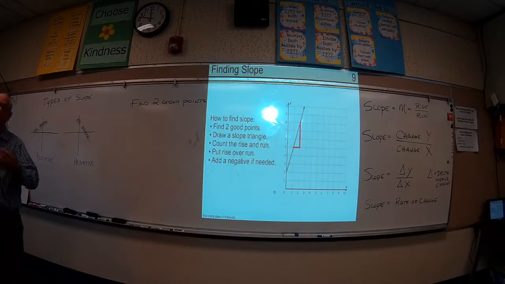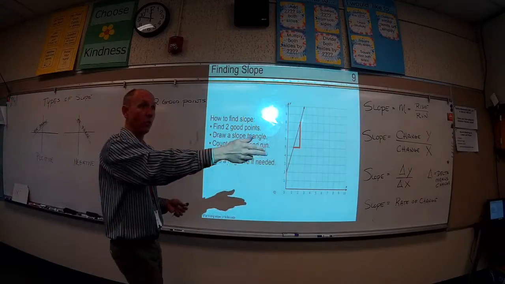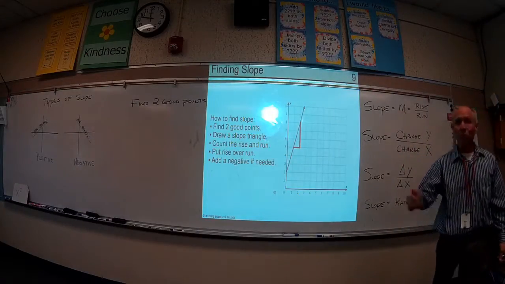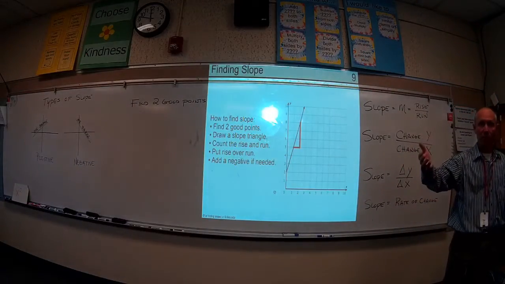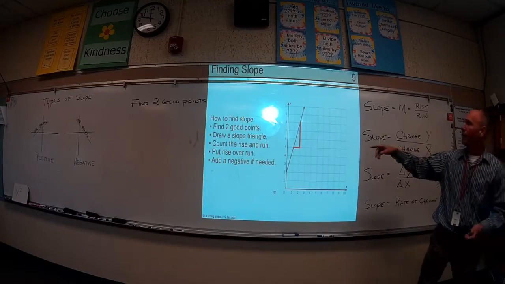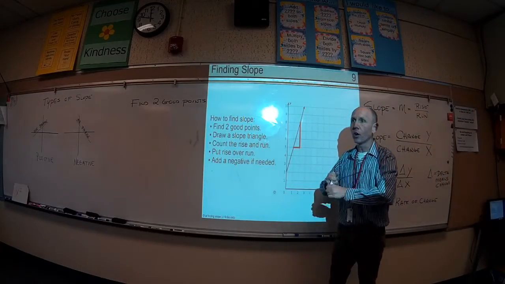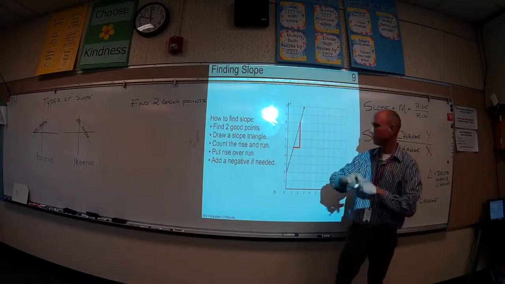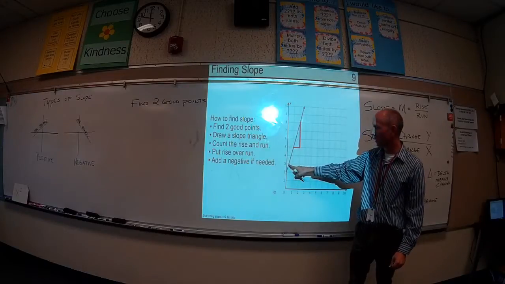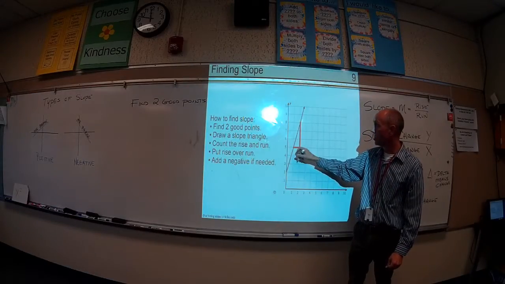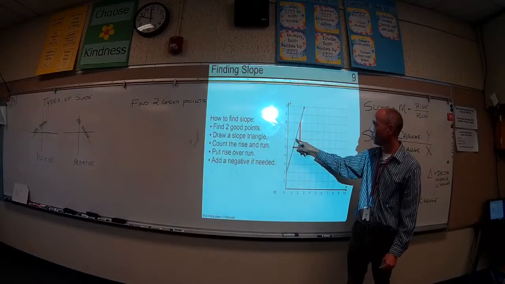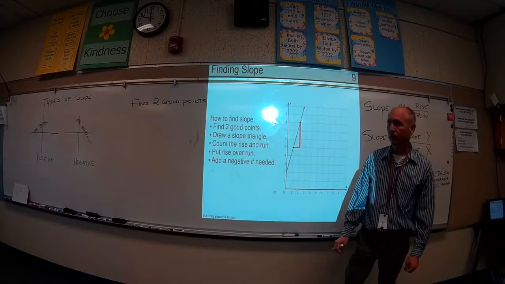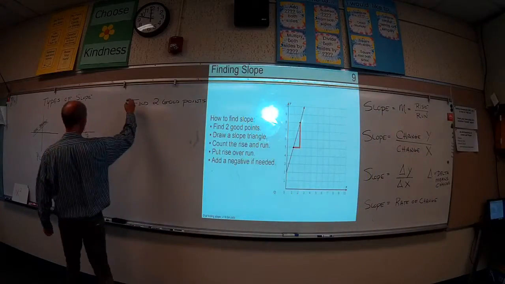If I was measuring the width of this room, I would have to find 2 points in the room, right? I can't just say, hey, measure this. You have to know a start and an end to measure anything. Good points are where the line perfectly crosses the coordinate system. Is this a good point right here? No. Good point? No. Good point? Yes. You've got to find 2 good points. Once you have 2 good points, we're going to draw a triangle in.